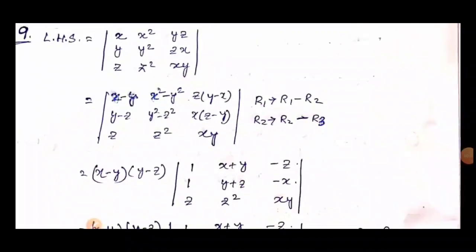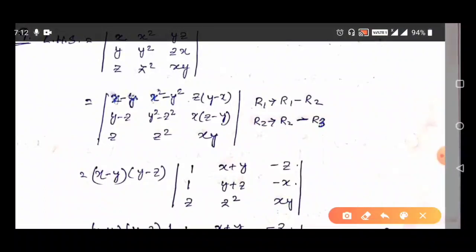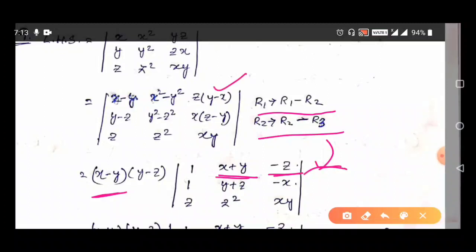See here we have used row 1 transformed to row 1 minus row 2 and row 2 transformed to row 2 minus row 3. After this step, we can take out this x minus y from row 1. If we take out x minus y from row 1, then here we will have x plus y and here we will have minus z, because in the previous step we had y minus x. And if we take out this y minus z, then in the second row we will have 1, y plus z and minus x.